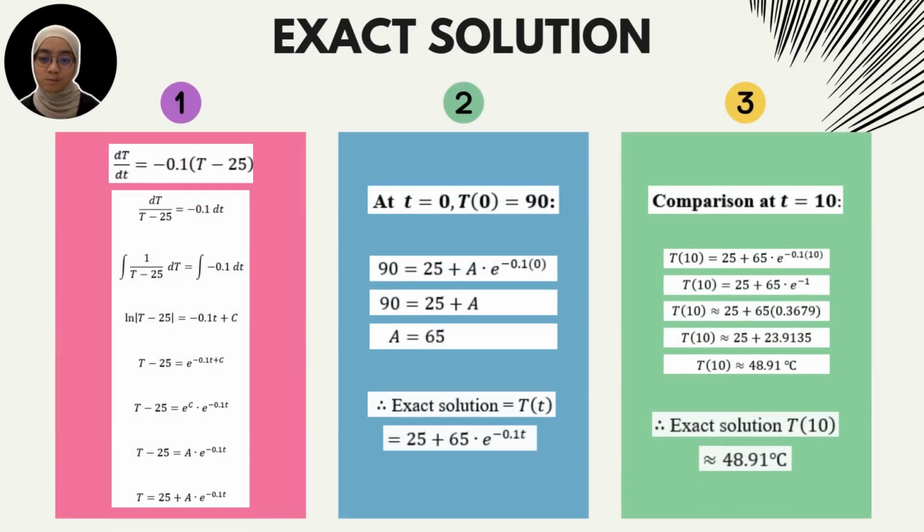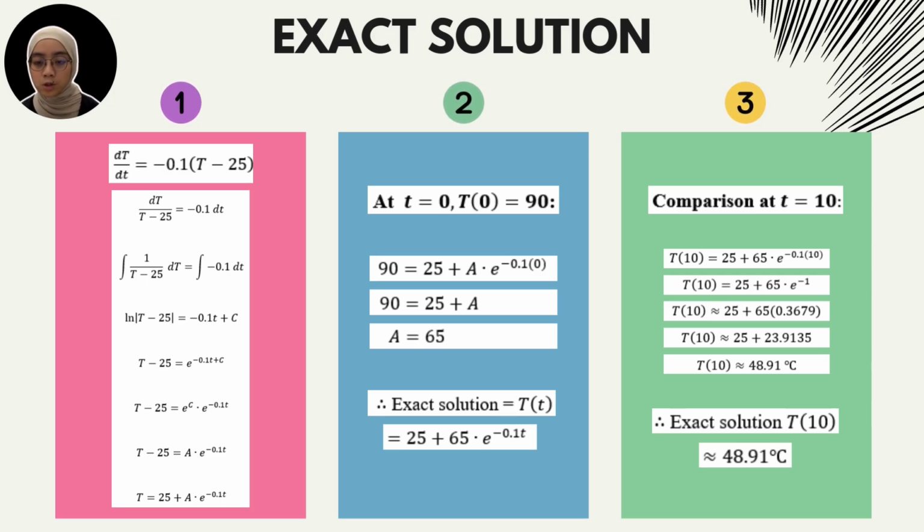Next, the exact solution. The exact solution to the coffee cooling problem is derived from Newton's law of cooling, which is described by the differential equation dT/dt = -0.1(T - 25). Here, capital T is the coffee's temperature, small t is time, and 25 degrees Celsius is the ambient room temperature. The equation states that the rate of cooling is proportional to the difference between the coffee's temperature and the ambient temperature.